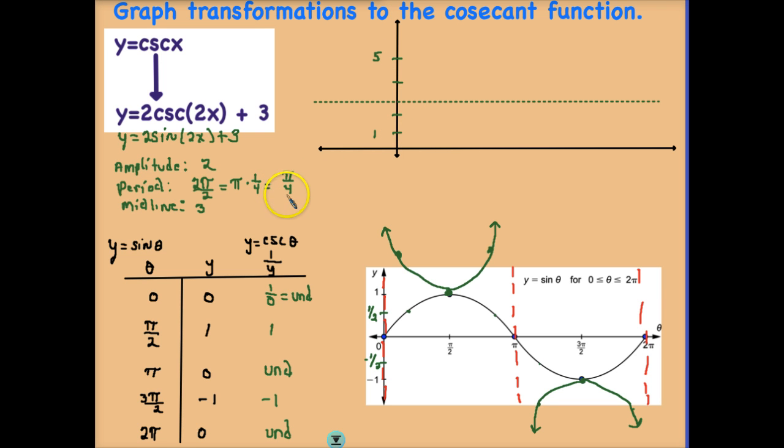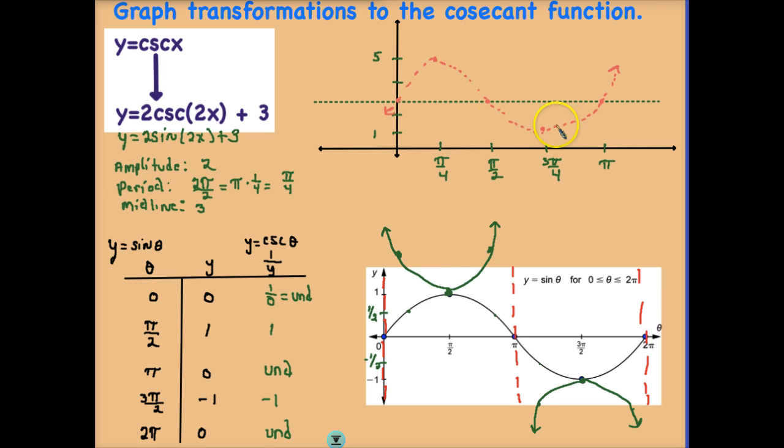Since our quarters happen every pi over 4, and we don't have any phase shifts or horizontal shifts, we would start here at 0. Our first point would be at pi over 4. Our second point would be at 2 pi over 4, or pi over 2 reduced, then 3 pi over 4, and finally pi. And as we said, we complete one full rotation every pi. Now let's graph our sine function.